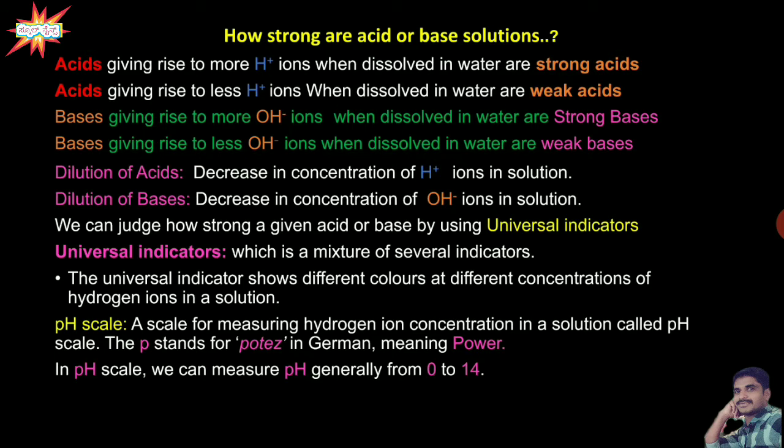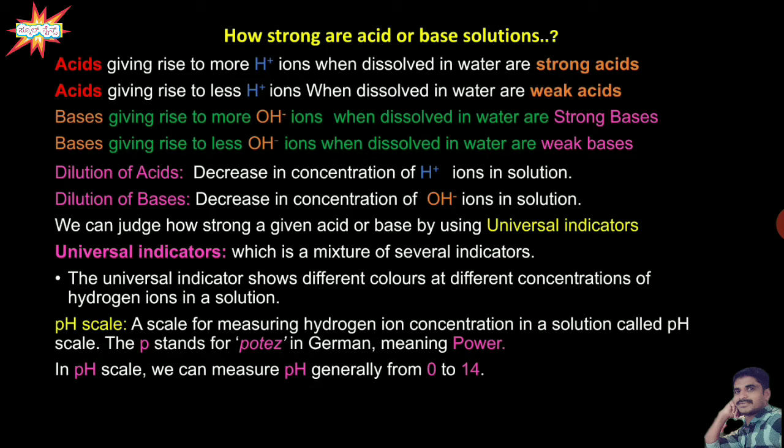Then the concept is dilution of acids. What is the dilution of acids? A decrease in the concentration of H+ ions in a solution is called dilution. It means the addition of acid to water is called the dilution of acids. In the same way, dilution of bases: a decrease in the concentration of OH- ions in a solution is called the dilution of bases.